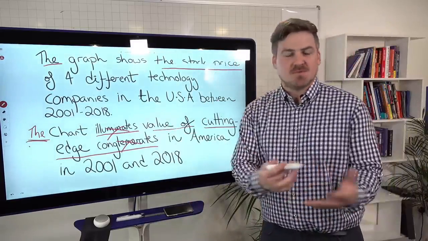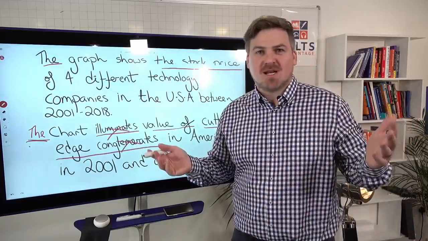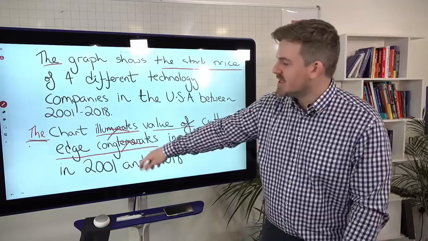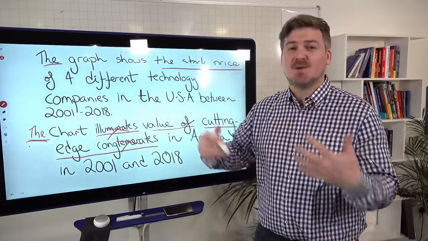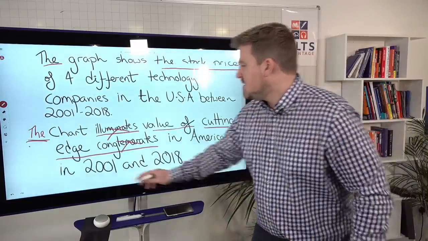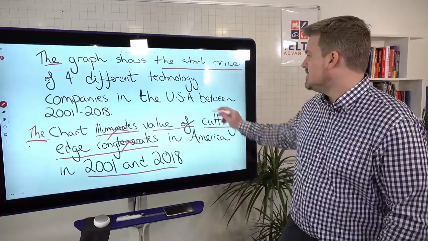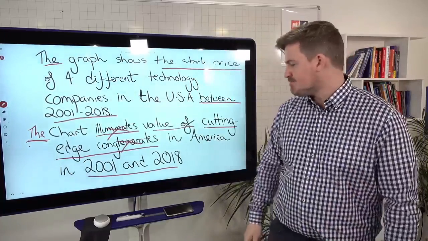Again, it's just because their former teacher told them, in order to get high scores, you should use words like illuminates and conglomerates and all these big fancy words, when really it's lowering their score and they're in a lot of trouble. Between 2001 and 2018, two different things.